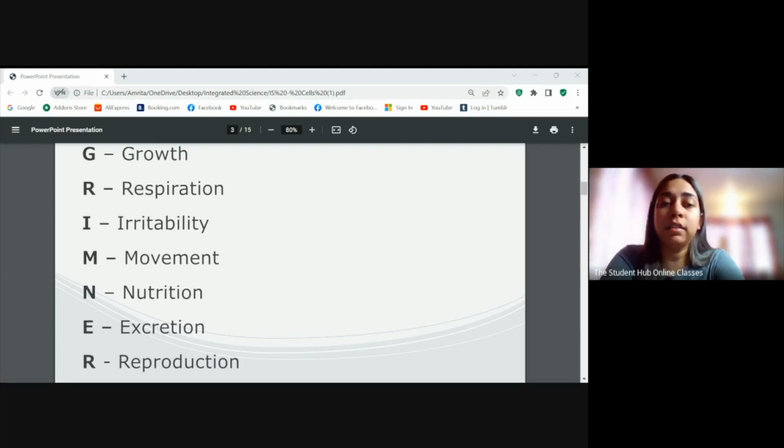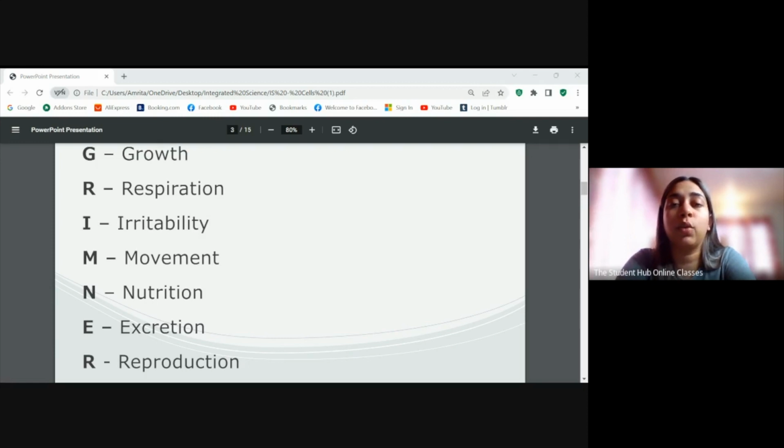So the N in GRIMNER stands for nutrition, which is basically the process of obtaining food and gaining the nutrients from that food. Right? Super simple. Then E stands for excretion. Basically, excretion is the process by which waste and harmful substances are removed from our bodies, right? For example, we know urea. We could get rid of urea from our urine and our sweat. We also get rid of waste from our feces. We get rid of carbon dioxide from exhaling, right?